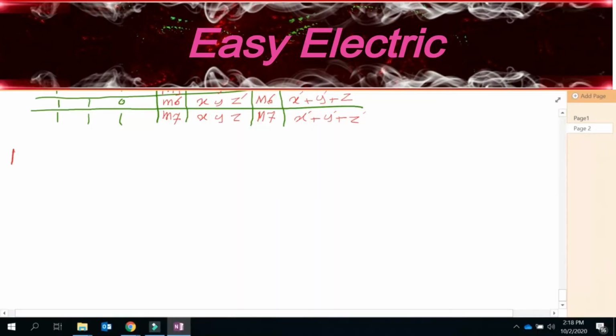This is why we need to know about the minterm and the maxterm. Okay, here I add a note here.